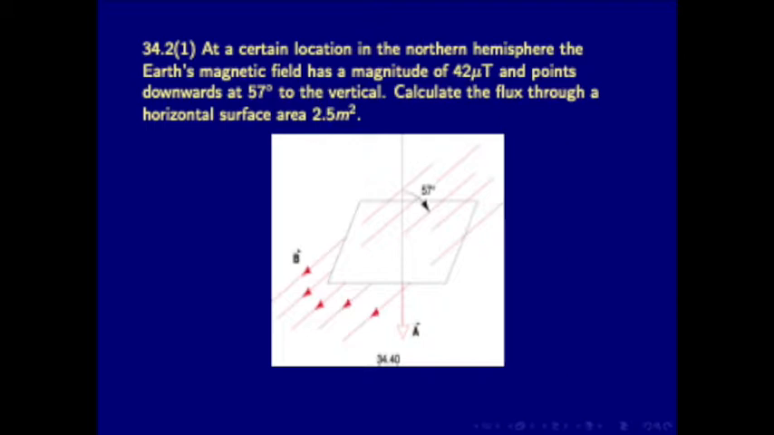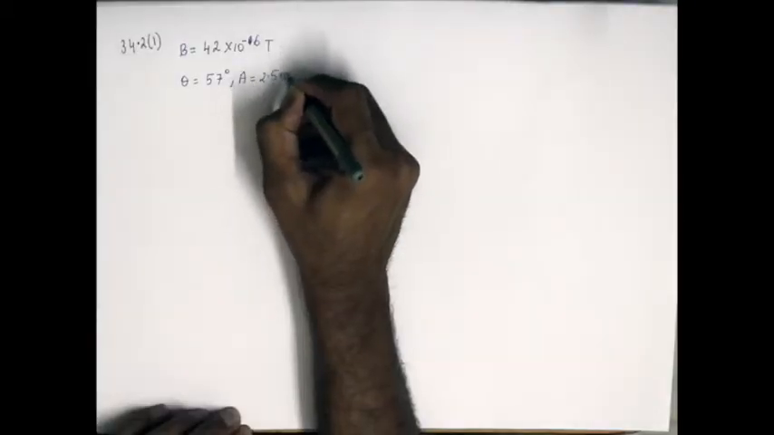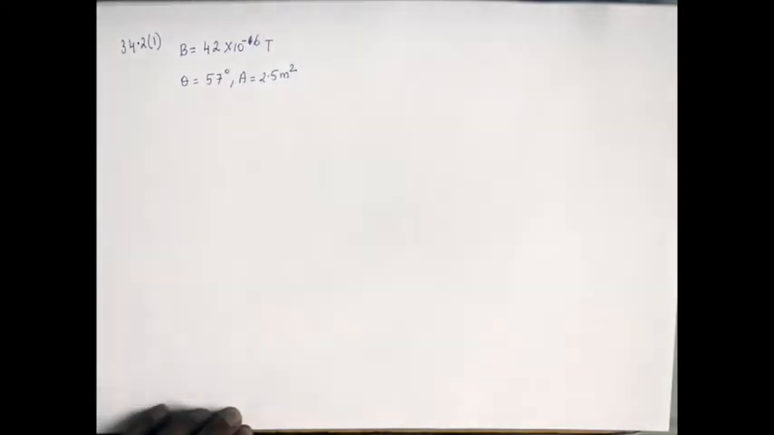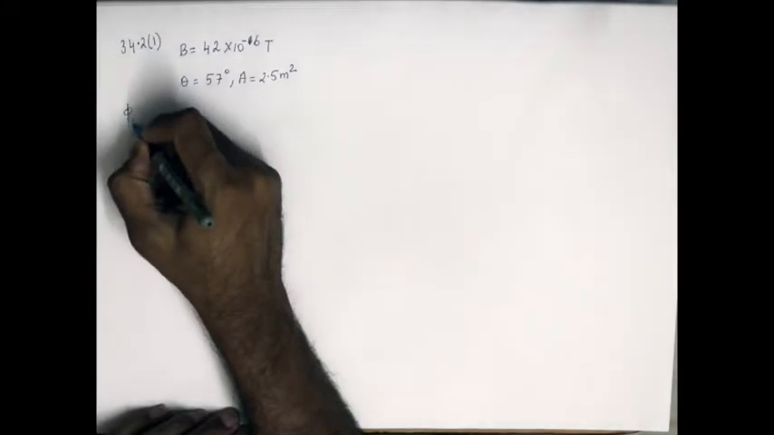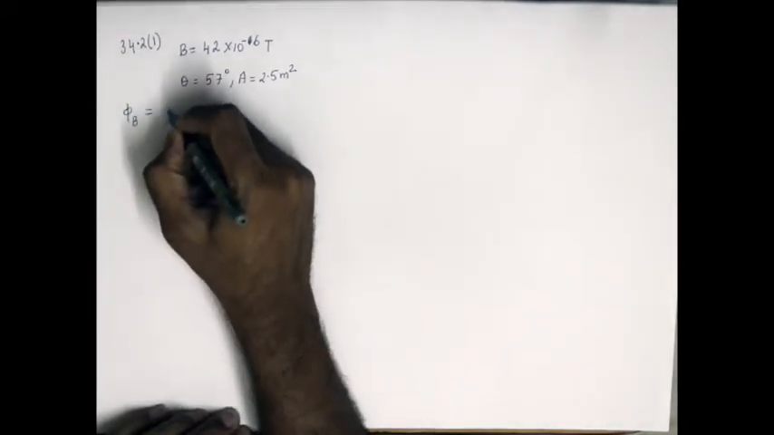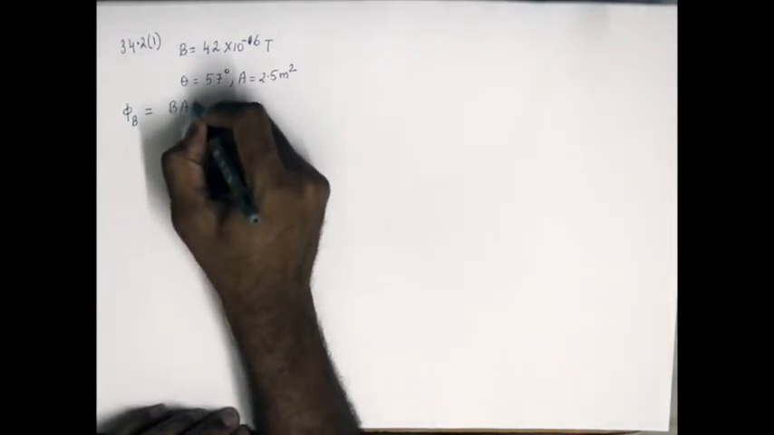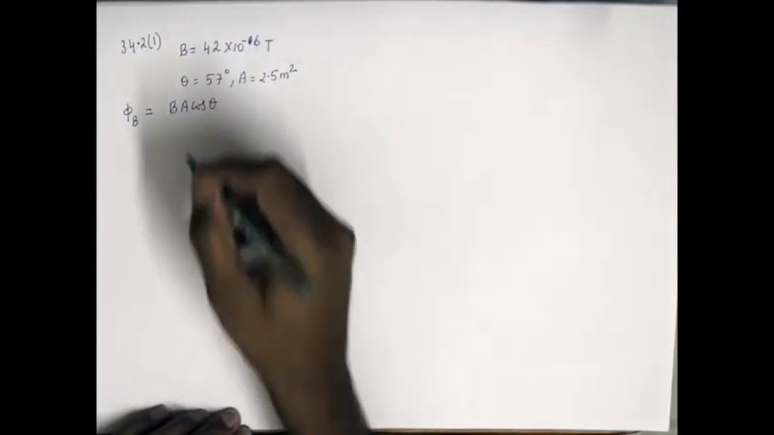And we are told that the area of the coil through which the magnetic field is passing is given as 2.5 meters square. So A equal to 2.5 meters square. Now we are asked to calculate what is the flux. And the formula for the flux is phi equal to BA cos theta.